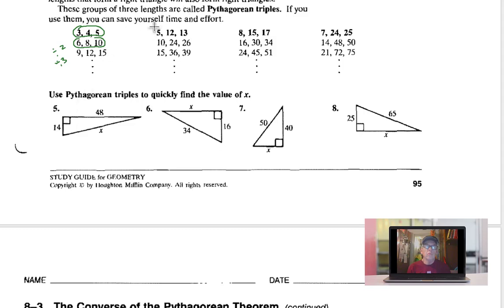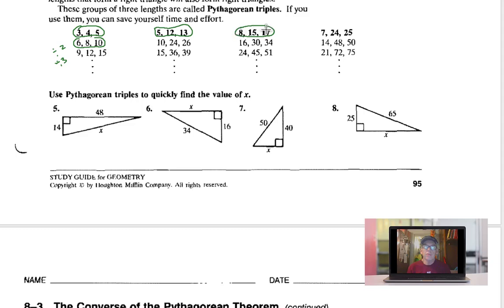Another good one to know, they like to use this on the SAT, is 5, 12, 13. 5 squared is 25. 12 squared is 144. That gives you 169. This is a pretty common one because it's not as obvious as the 3, 4, 5 one. Also, the multiples, these aren't so easy to see, but you could do the same thing that we could do with 3, 4, 5. 8, 15, 17 is another Pythagorean triple.